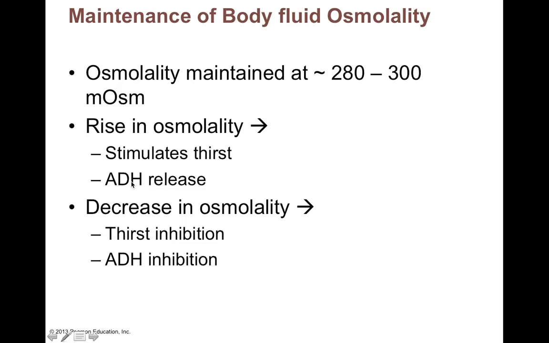If you guys remember, anti-diuretic hormone is released by the posterior pituitary gland. It stimulates your kidneys to reabsorb more water. That way you don't lose as much water in your urine, right? But that also makes sense because you're trying to prevent a further rise in osmolarity. And the way you do this is by retaining more water and ingesting more water, right?